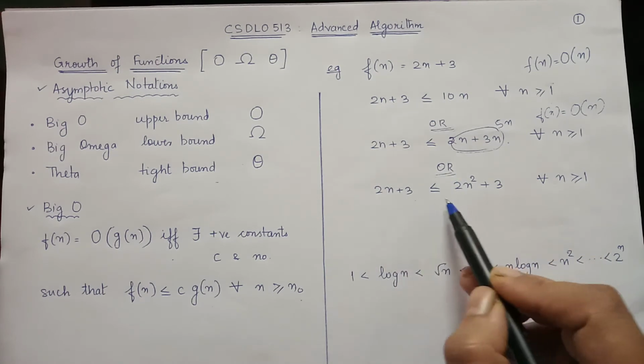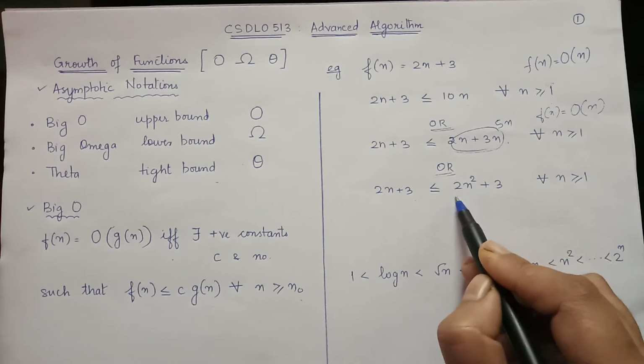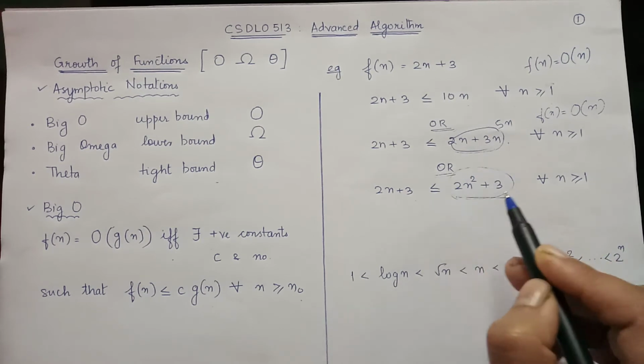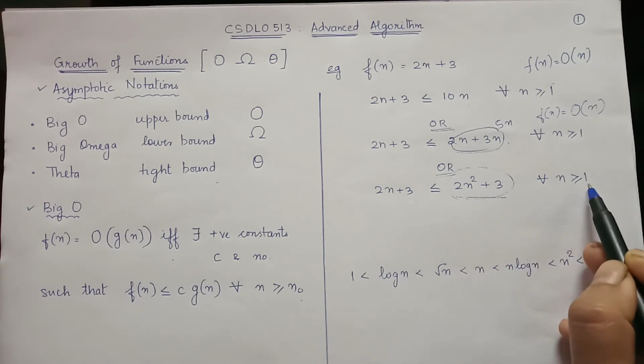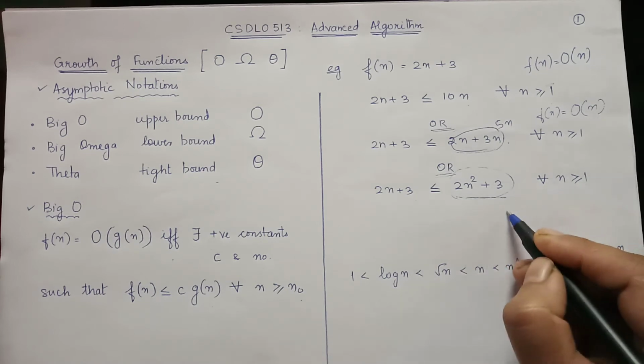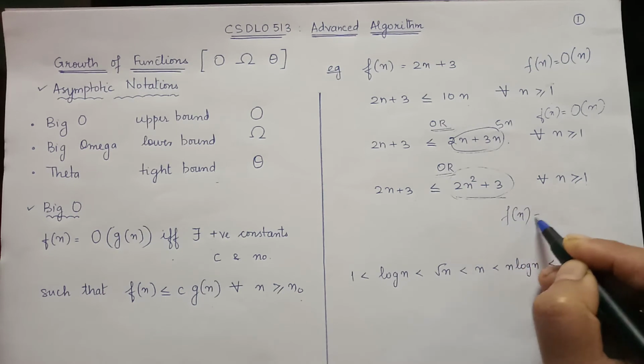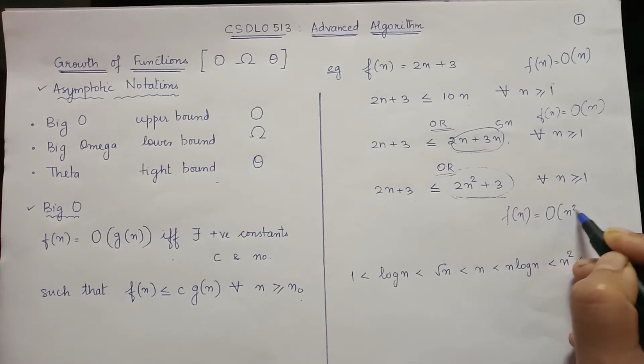Or 2n plus 3 can be written as, we can say that it has an upper bound 2n square plus 3 for all n greater than or equal to 1. Here f of n has an upper bound n square.